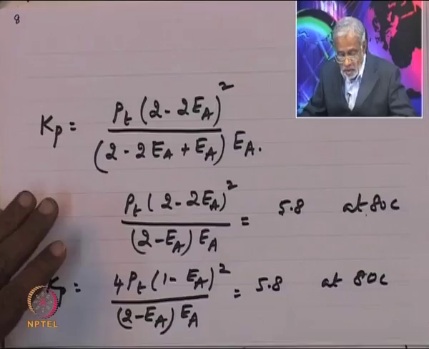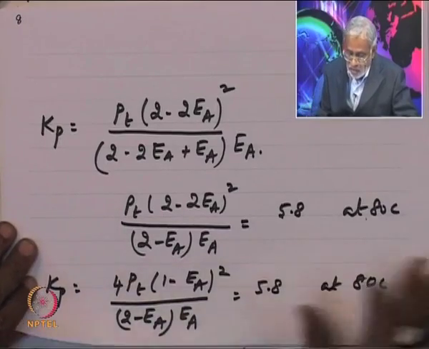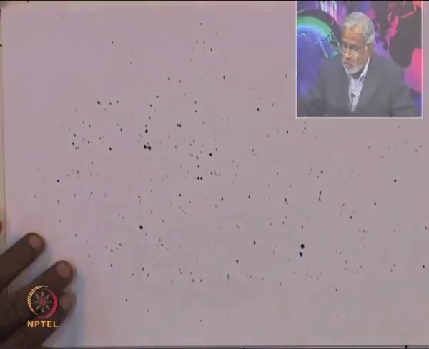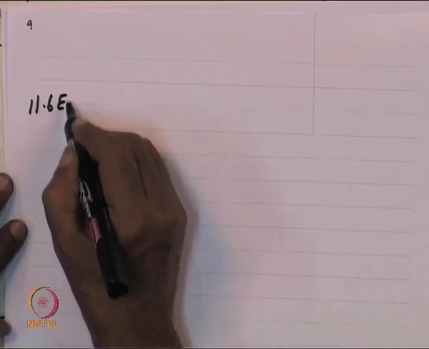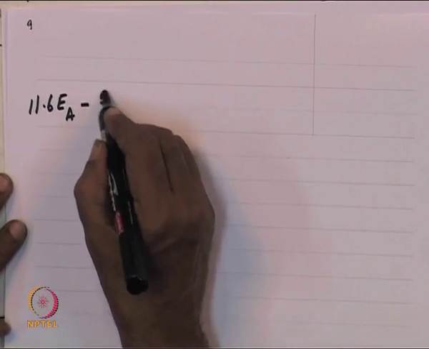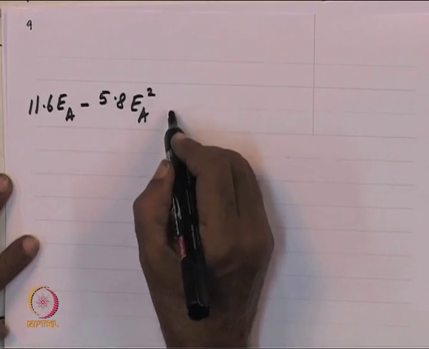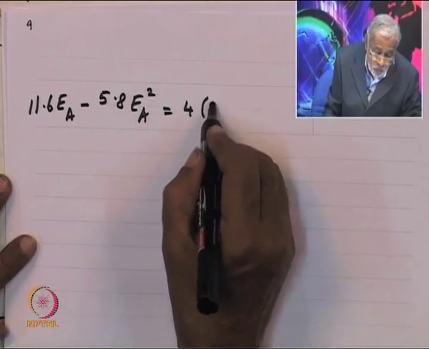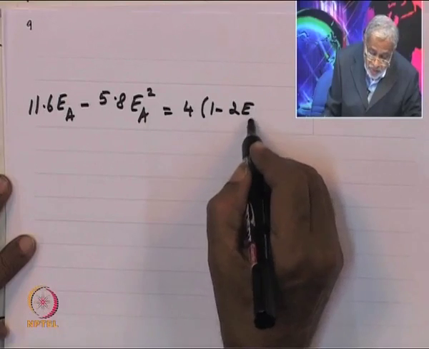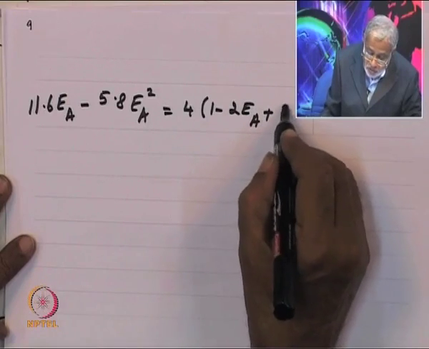Now, this quadratic can be easily solved. Let us see how the solutions look. So, let us expand this and simplify. When you do all that, you get 11.6 Ea minus 5.8 Ea squared equal to 4 times 1 minus twice Ea plus Ea squared.